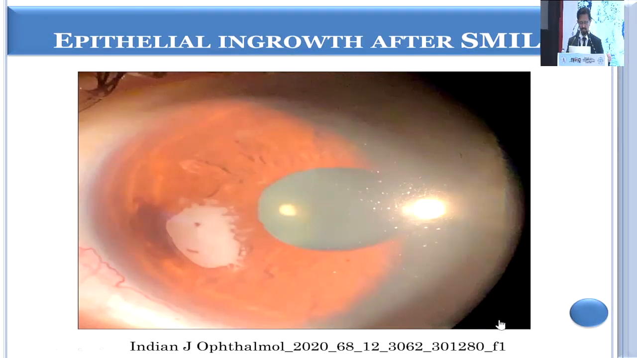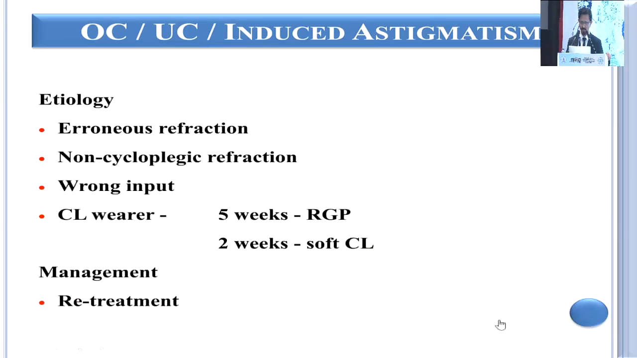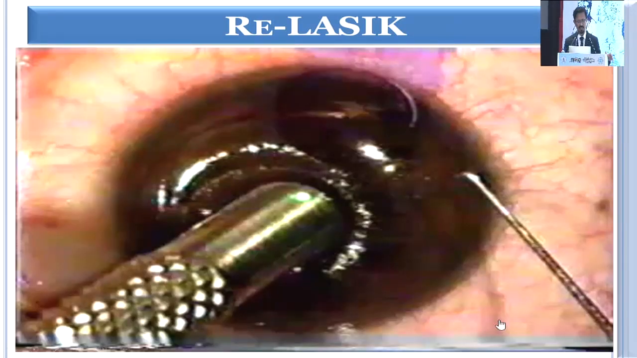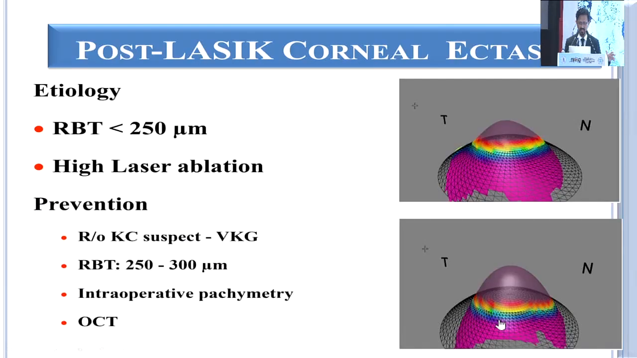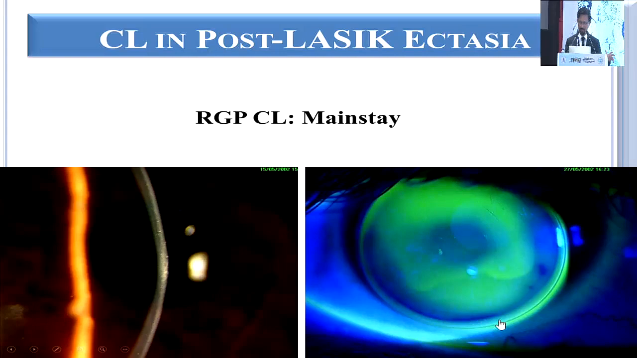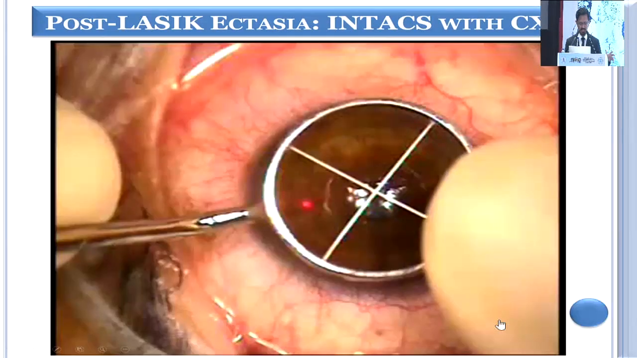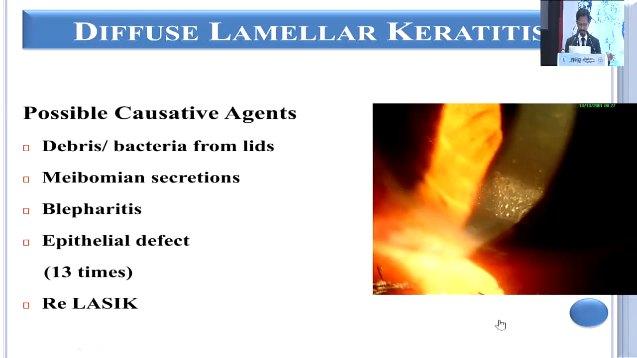Epithelial ingrowth can be seen even after SMILE, but very less frequently. In an overcorrection, you do re-LASIK. If there is a post-LASIK ectasia, then RGP contact lens is the mainstay. You can also do intracorneal ring segments. I'll just skip the video because of paucity of time.